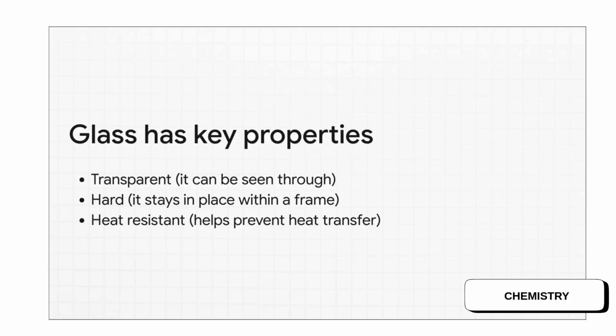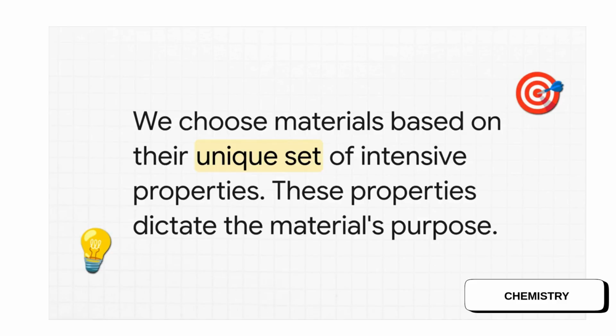First, glass is transparent, which is kind of the whole point of a window, right? It's also hard, so it can be held in place inside a frame without sagging, and it's a pretty bad conductor of heat, which helps keep your house warm in the winter and cool in the summer. And that is the big takeaway here. We choose materials for very specific jobs based entirely on their unique bundle of intensive properties.